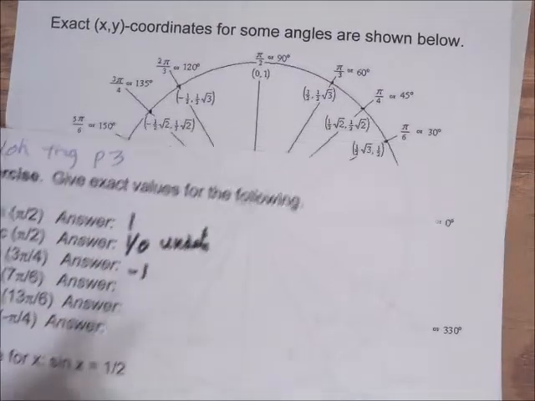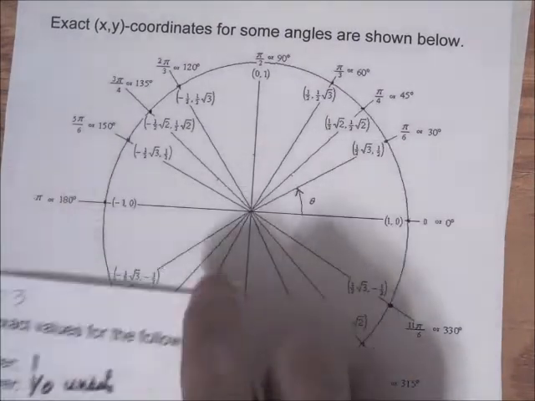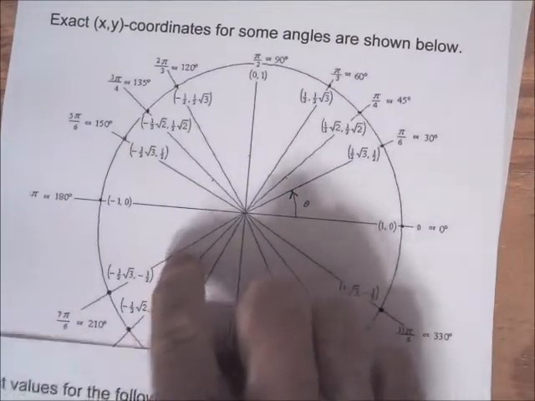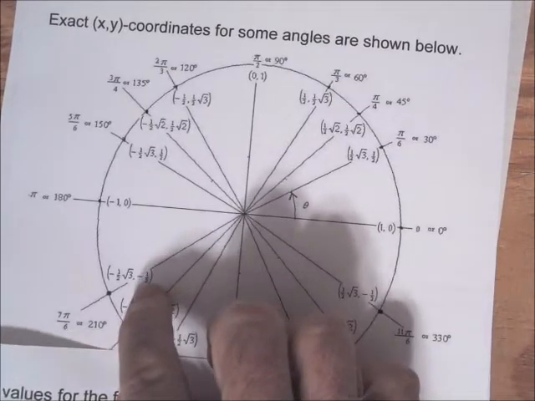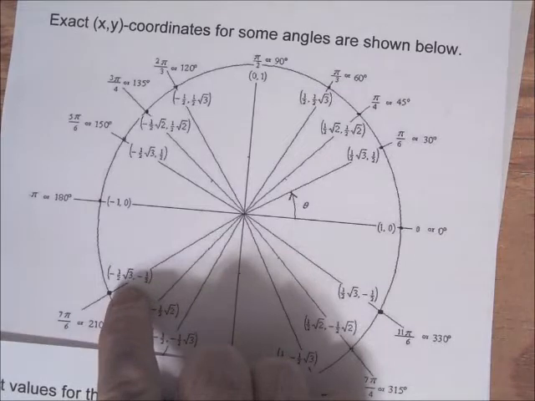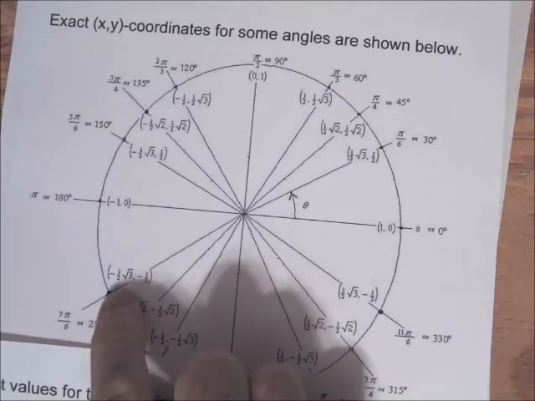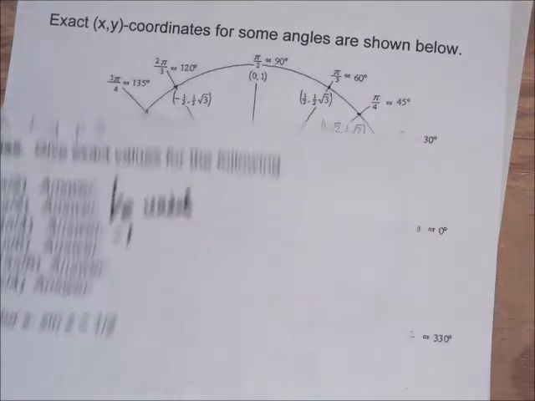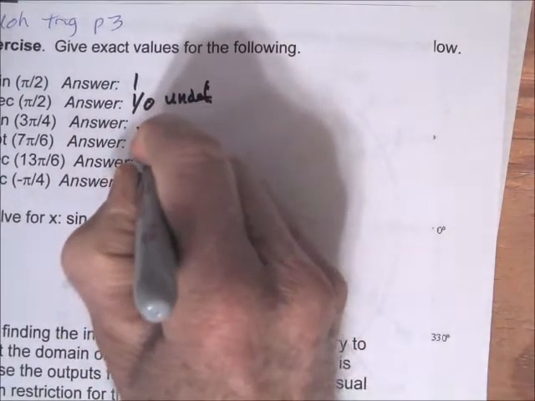The cotangent of 7 pi over 6, that would be down here. Cotangent would be the x-coordinate divided by the y-coordinate. So we have negative 1/2 root 3 divided by negative 1/2. The negative 1/2 will cancel, and that will just give us root 3 for the cotangent there.